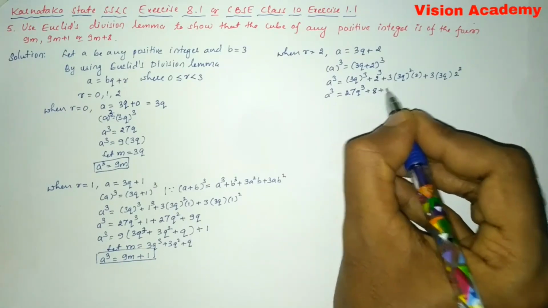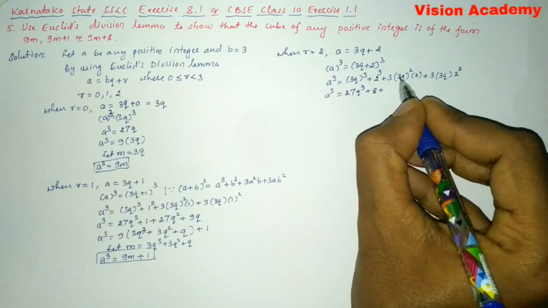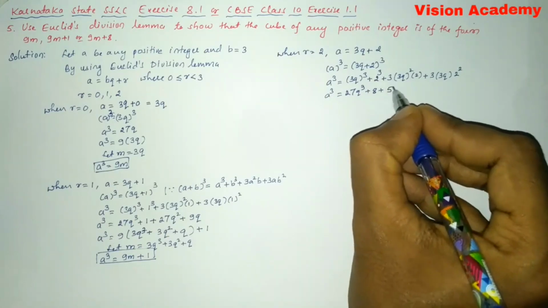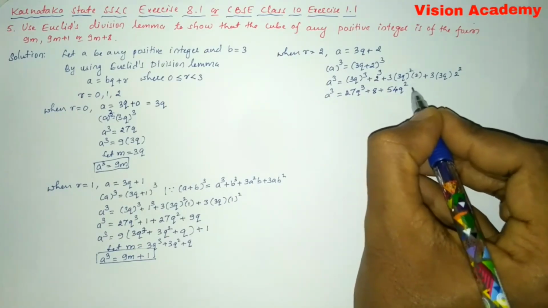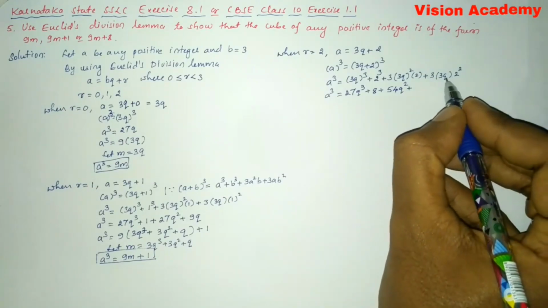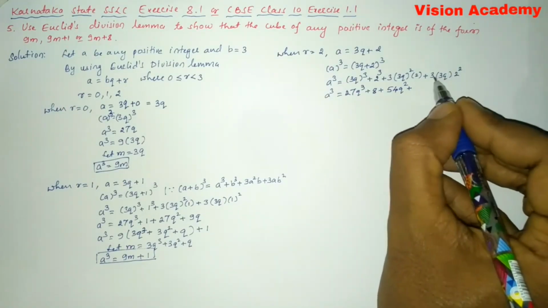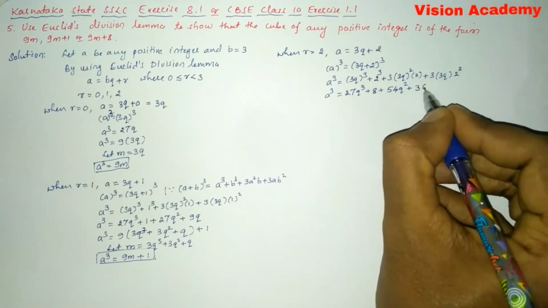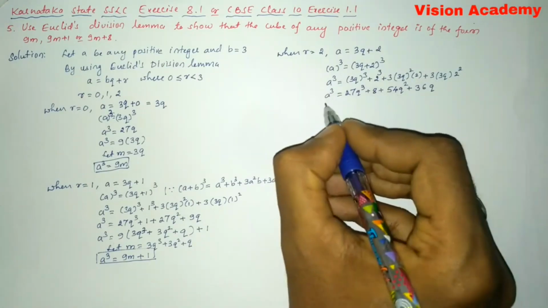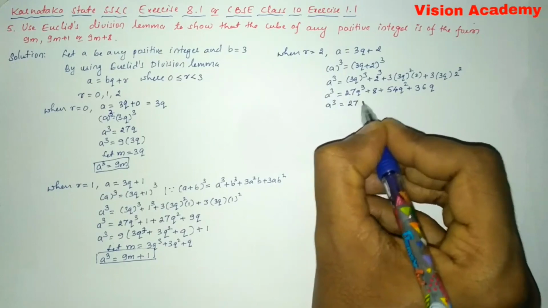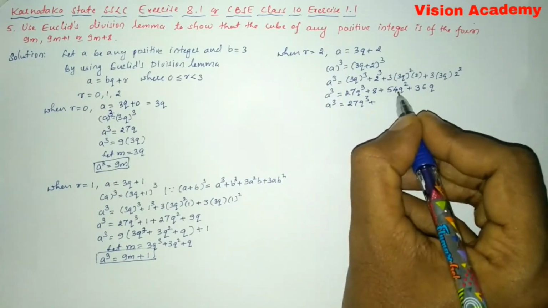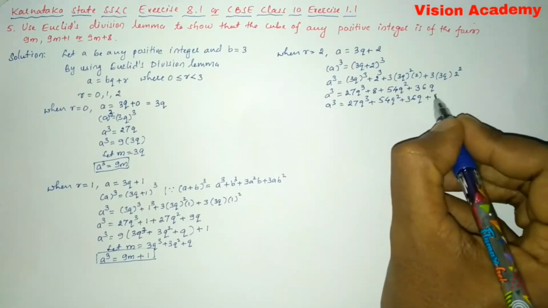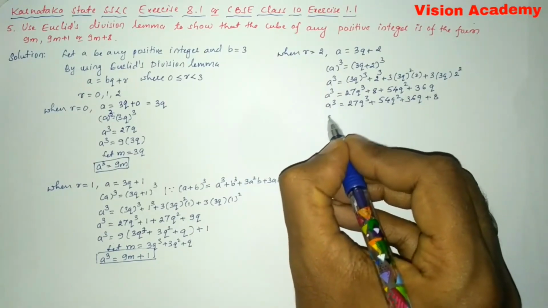So it is 8 plus, now we will consider this one, 3 3s are 9, 9 3s are 27, 27 2s are 54 q square plus, here we'll write 3 3s are 9, 9 4s are 36 q. Now let us rearrange the terms. A cube is equal to 27 q cube plus we are going to write this one 54 q square plus 36 q plus 8.